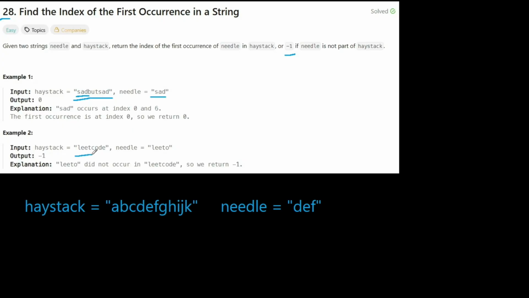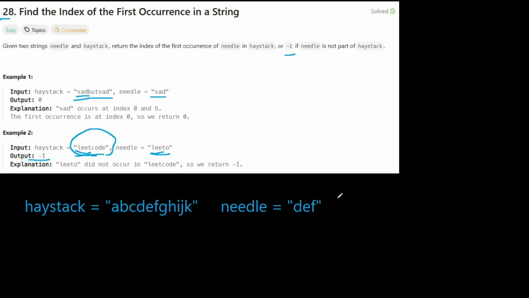Another example here: Leetcode. We have the needle Leeto, until LEET it does exist, but the O here is a C, so Leeto does not exist in this string, so we return -1. Anyway, it's a pretty easy problem, easy to solve.